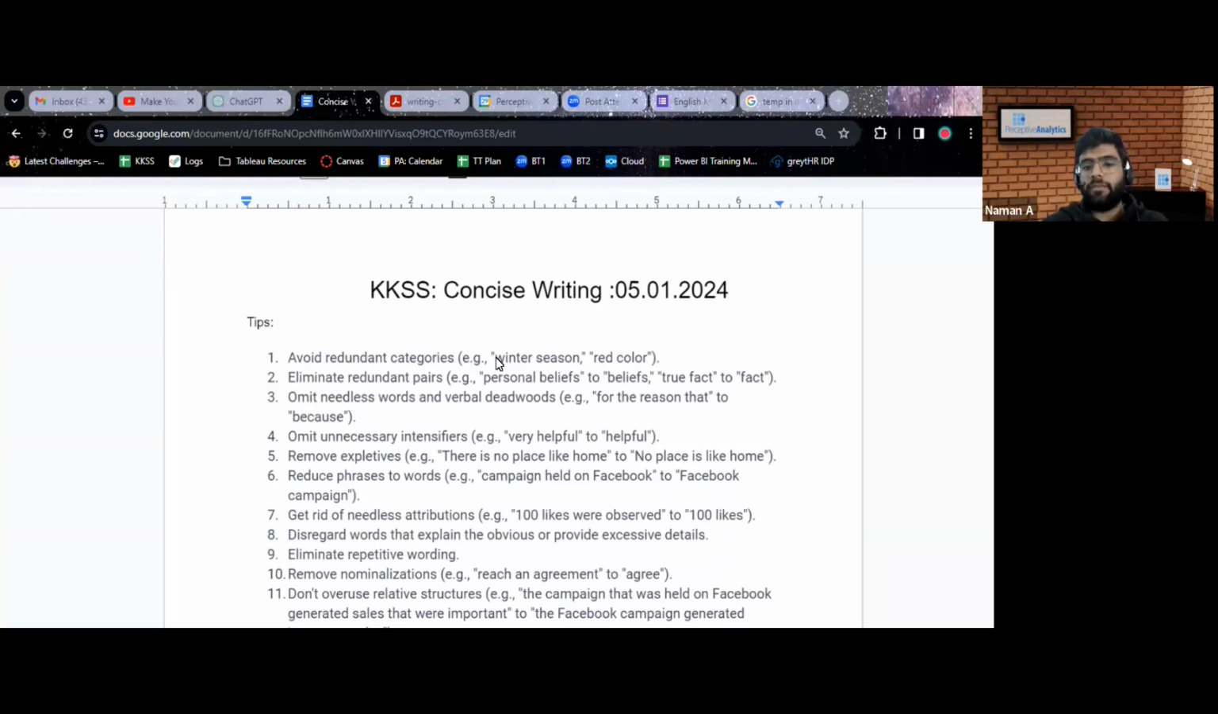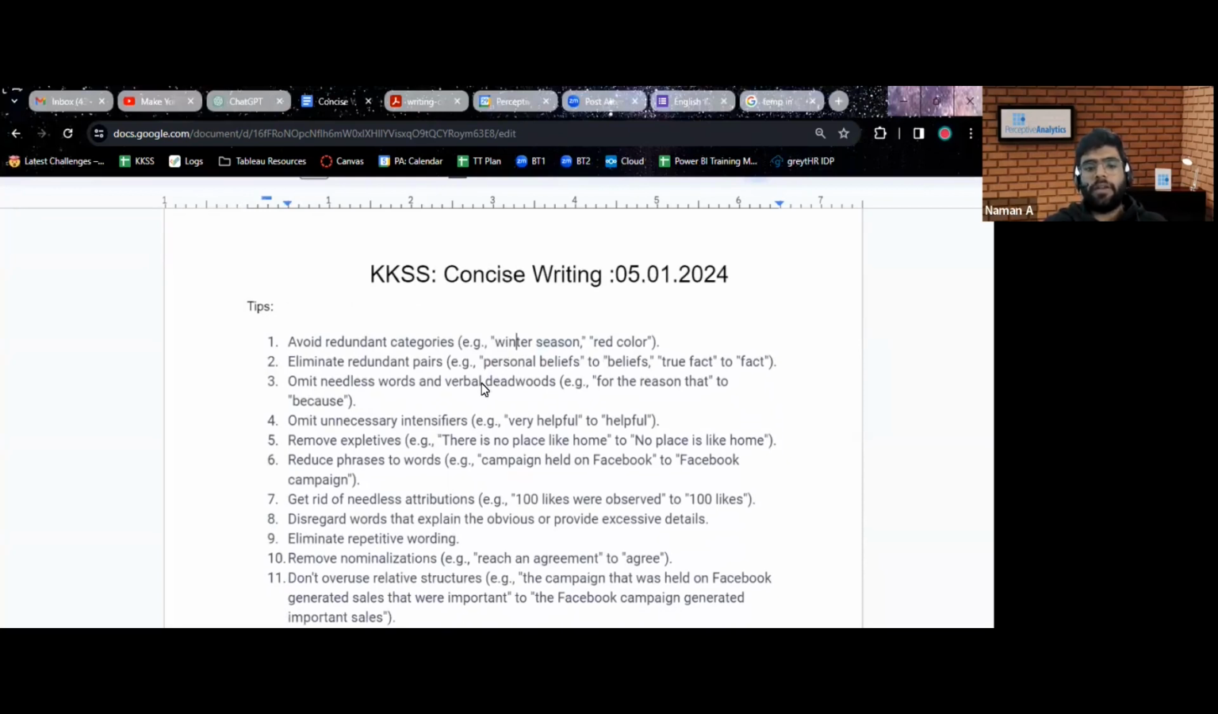winter or red, we can just remove the words like season or color, because winter is a season and red is a color. So we don't need to write both of them together. The second tip is to eliminate redundant pairs like personal beliefs, since beliefs are always personal, or a true fact, since a fact is a fact because it is true. So we can remove these redundant pairs as well.